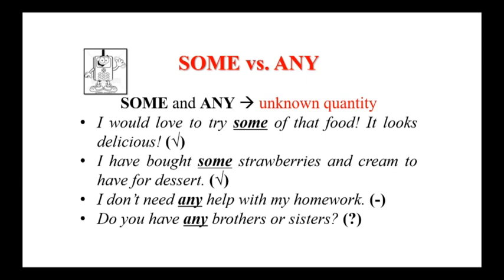First, some and any. Mobilko is here, so you know what to do. Click, guys, take a picture, and some versus any. Some ili any. Jedno naspram drugog. So, it's unknown quantity. I'll give you some examples.